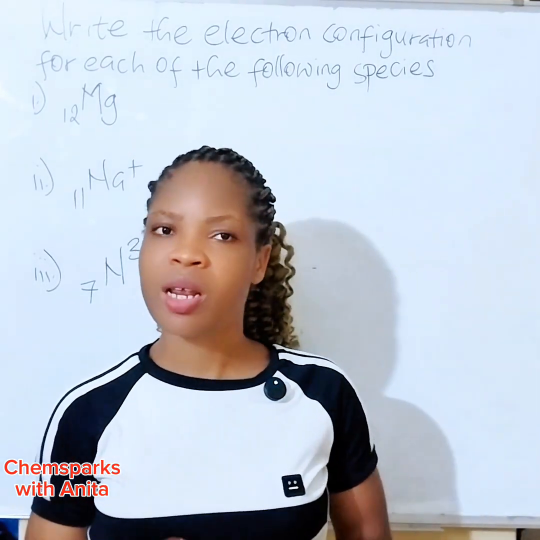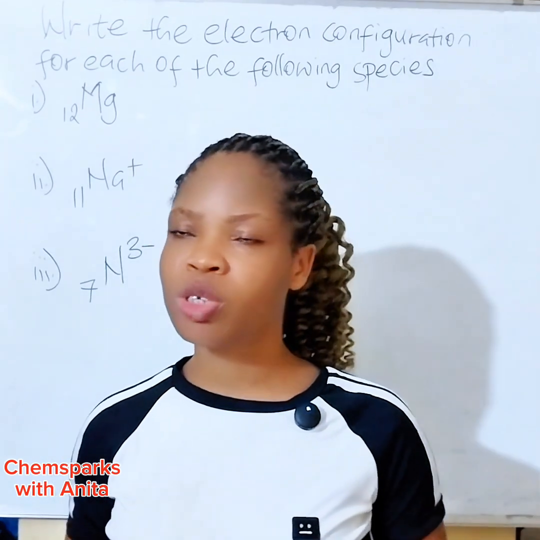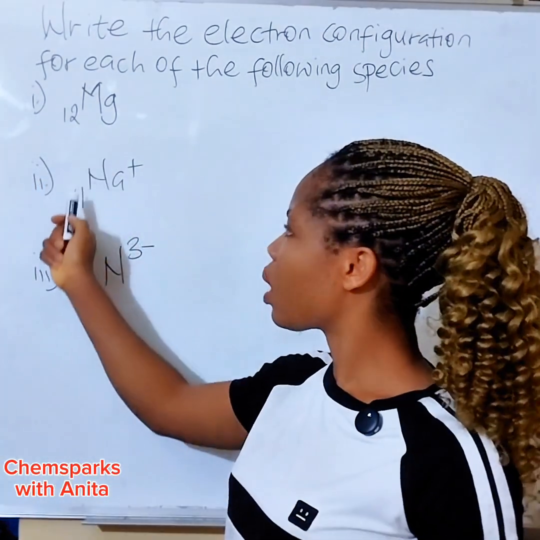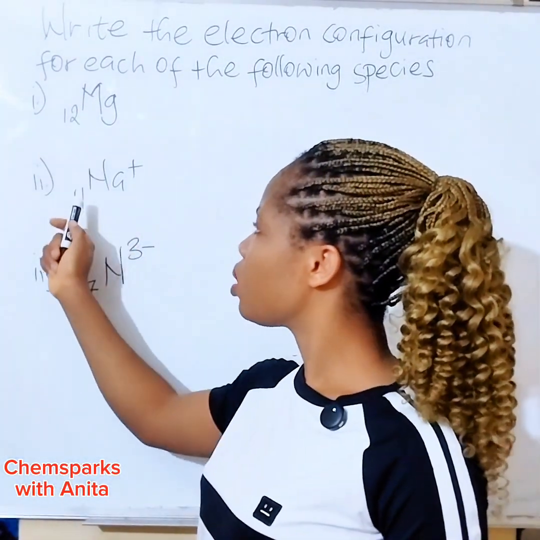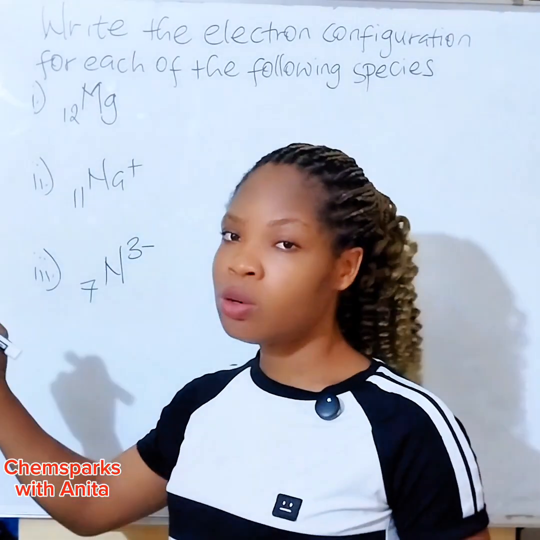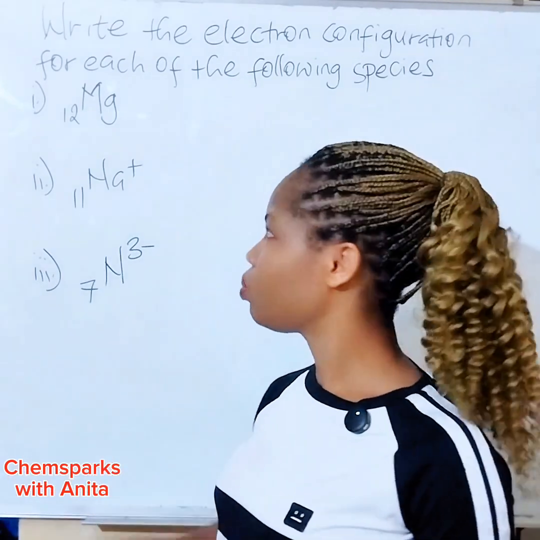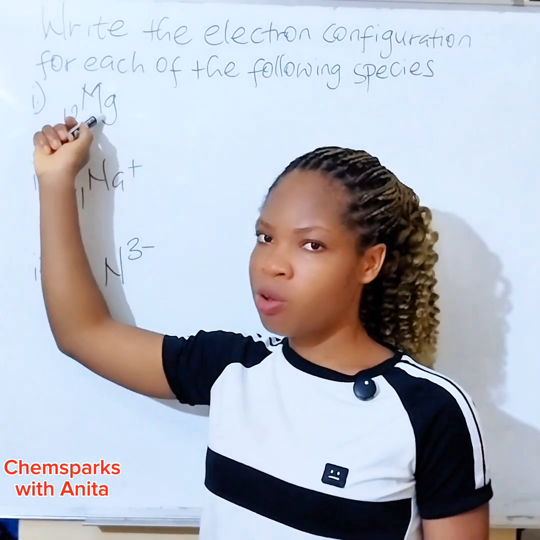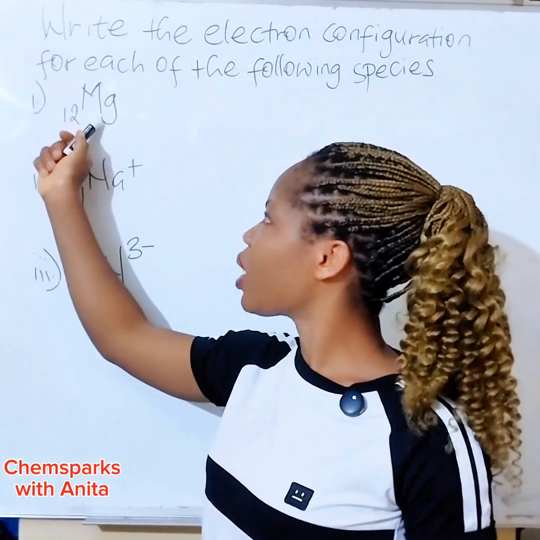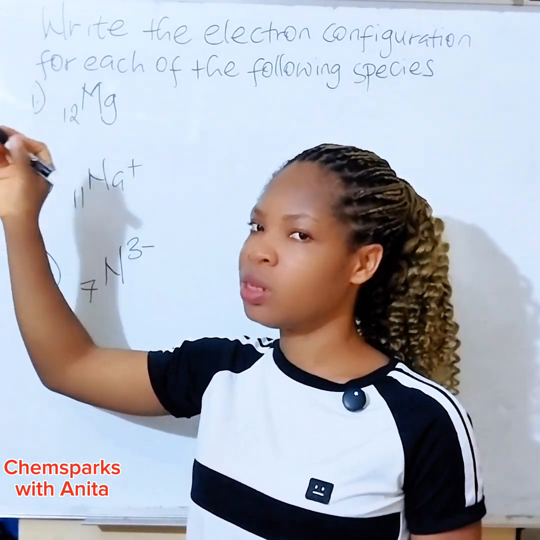Earlier, when I defined electronic configuration, I also explained that we write this electronic configuration using these what? Atomic numbers, okay? These atomic numbers, which is the number of protons, is also equal to the number of electrons in a neutral atom. Now, this is a neutral atom of magnesium. We are going to write the electronic configuration of this magnesium using this 12 without adding or removing anything.